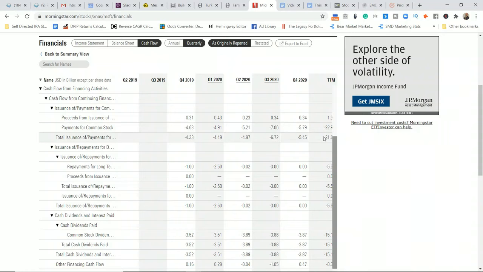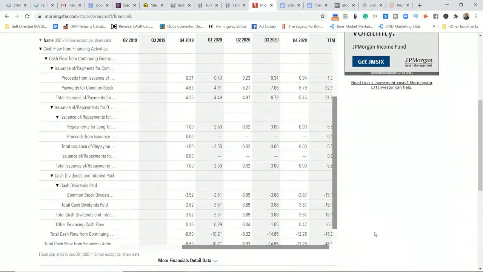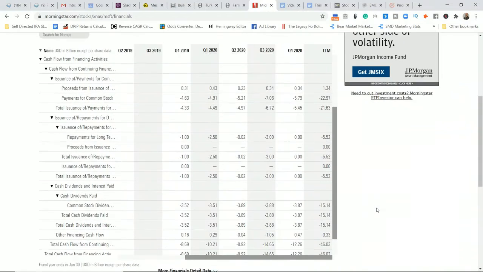So this is the net right here. Subtract this from this, and you get this. So they bought back, they spent $21 billion, $0.6 billion in cash to buy back however many shares that was.